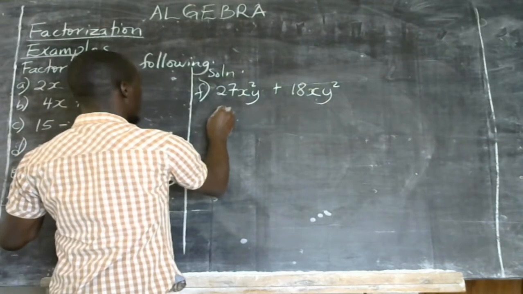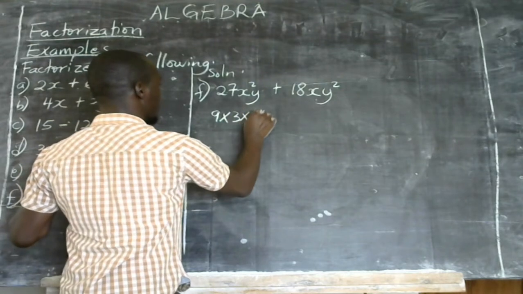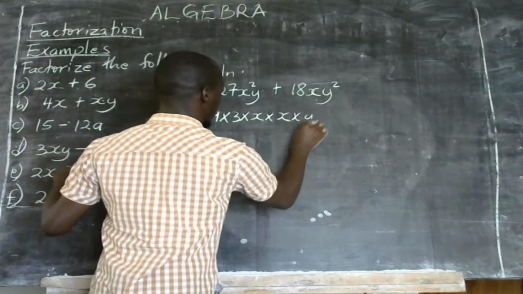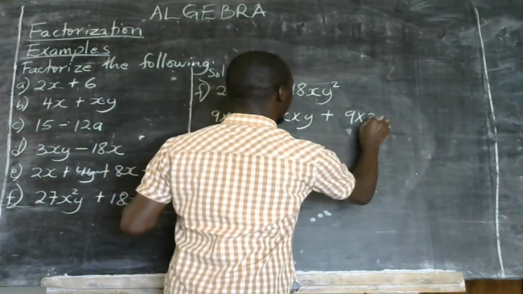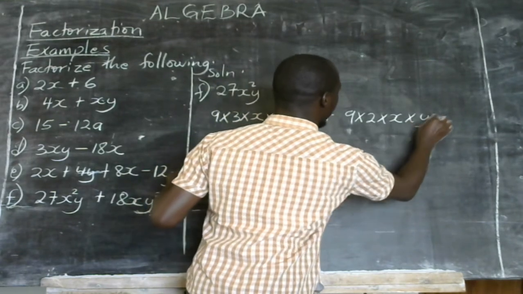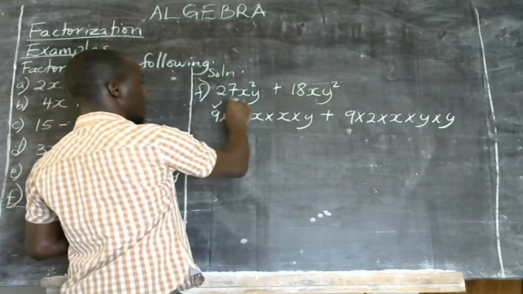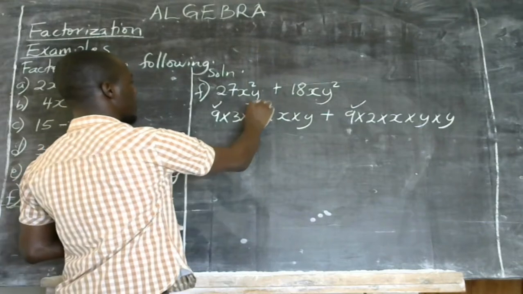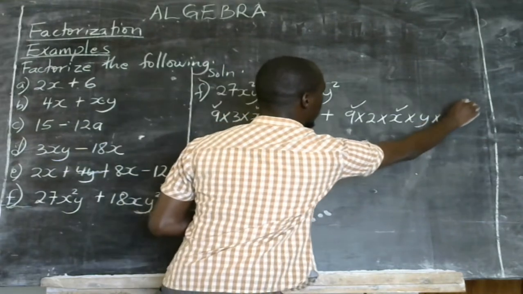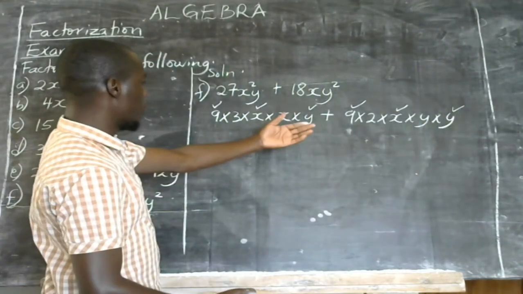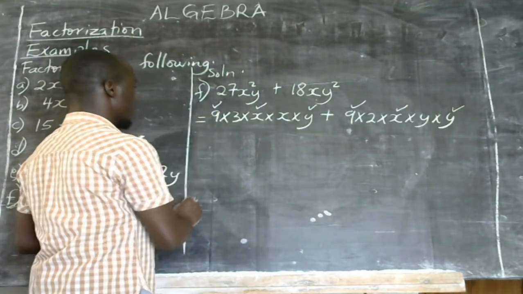So this becomes 9 times 3 times x times y, plus 9 times 2 times x times y times y. When you look at that, I've said the 9 is common. You can see 1x is common. You can see 1y is common. So I'm going to pull all those out, and then I create a bracket.